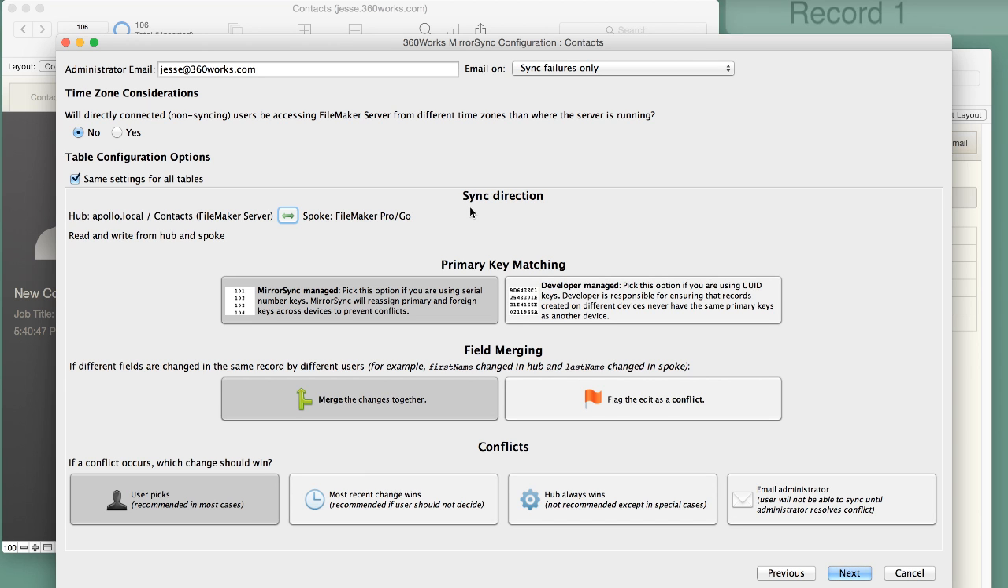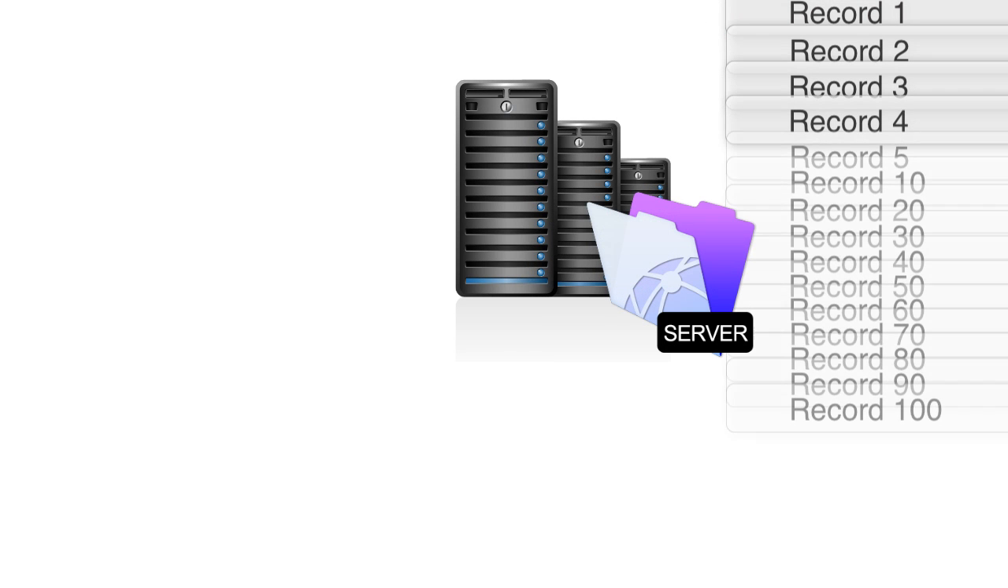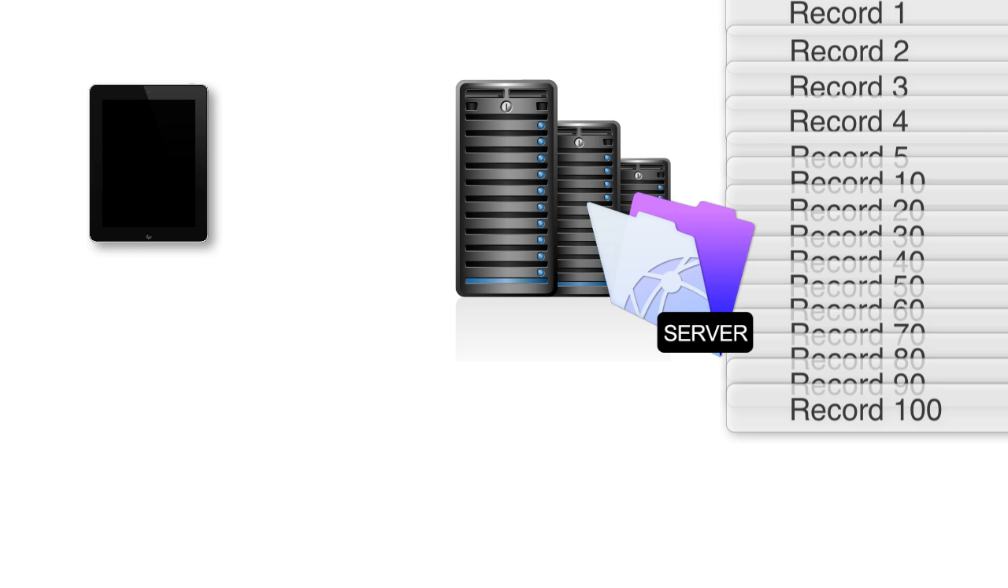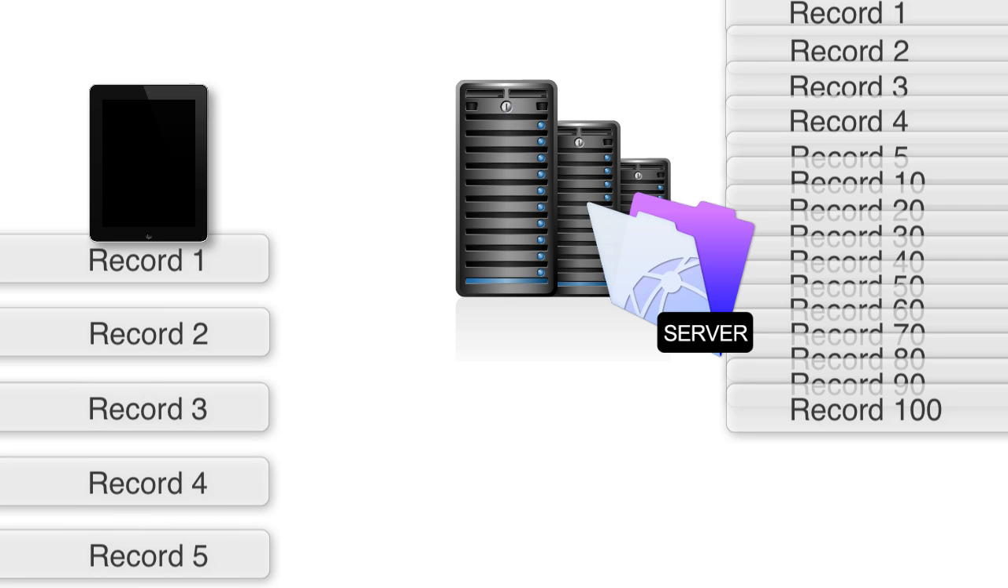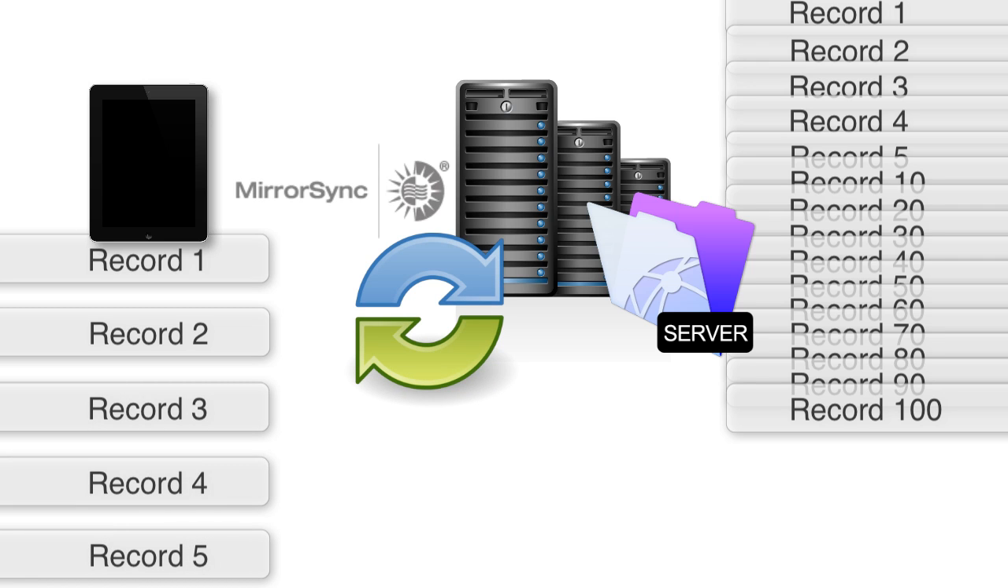Good. All right. So let's just say that you've got records 1 through 100 on your server. And I go out with a data collection, and we do records 1, 2, 3, 4, 5. You've already got records 1, 2, 3, 4, 5 on your server. Now you go and sync. So what's MirrorSync going to do about it?